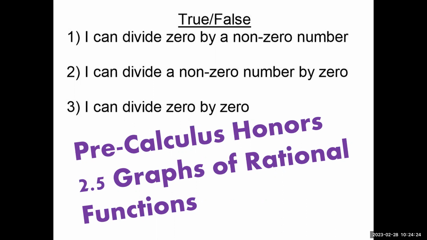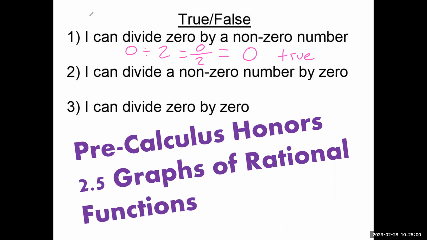All right, so number 1, I can divide 0 by a non-zero number. Let's think about what that means. So any number, we'll say 2, or I could write that as 0 over 2. They mean the same thing. Well, can I do that? Yeah, I can. And I will always get 0, no matter what that other number is. As long as the other number is not 0, I'm always going to get 0. So, true.